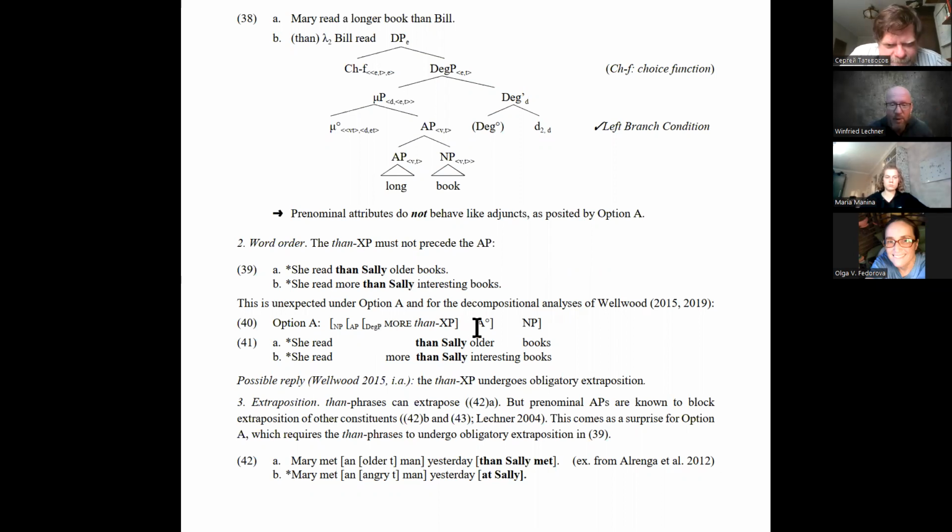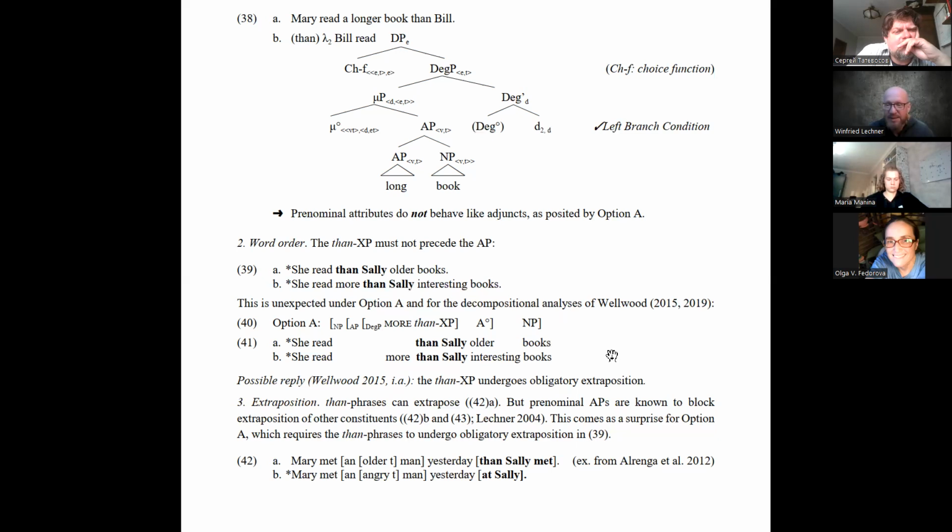Option A tells you that you have the degree head, you combine it with the than phrase, and that is now embedded in the AP. And the AP together with this is an adjunct to NP. So in some sense, you have to get rid of the than phrase and postpone it to a clause-final position, for instance. How can you do that? Well, many people have surmised that it's done by obligatory extraposition. That would be a nice option, or definitely a viable option.